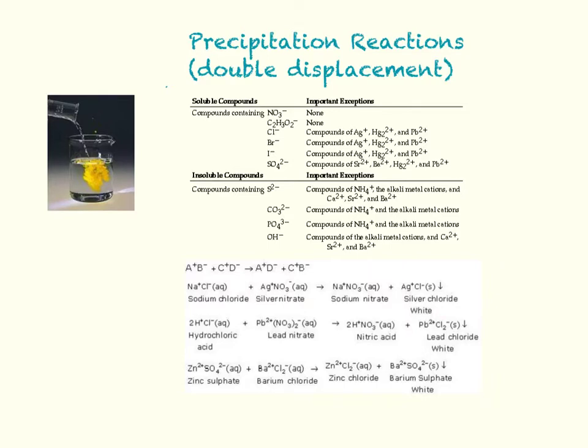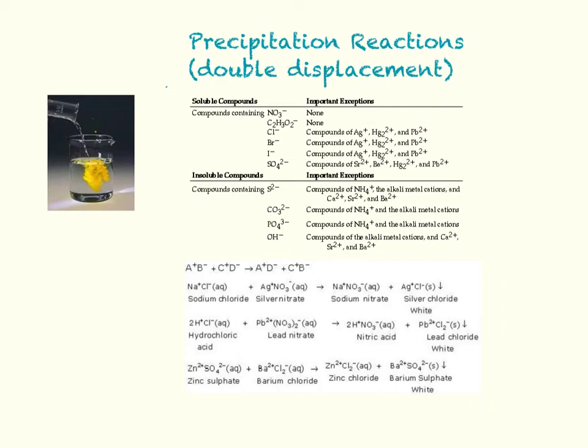Our second example, hydrochloric acid and lead nitrate. The two metals swap, and I end up with nitric acid and lead chloride. Now, again, I've got a nitrate. It's soluble. Here I've got a chloride, I've got lead chloride, double check. I go to my solubility table, chloride, and exception is lead, making that a precipitate. So that's why my downward arrow is there.